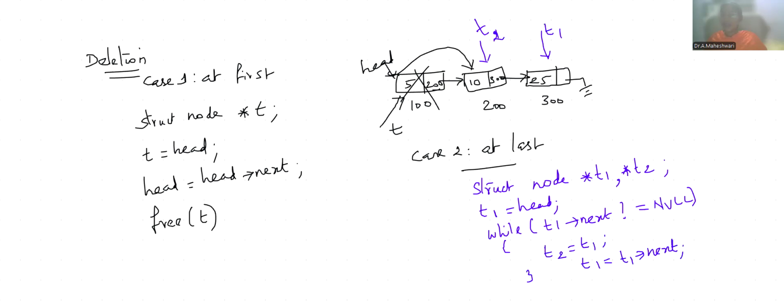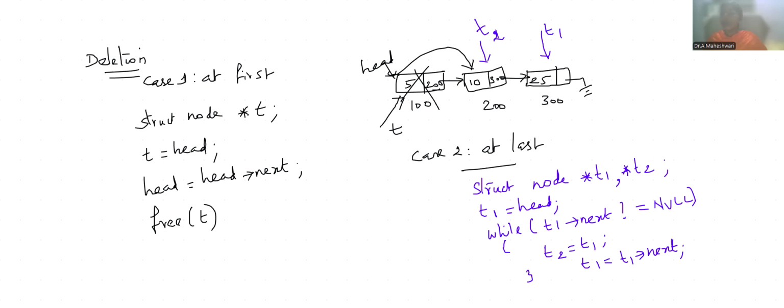Again the loop is executed. T1 of next it will check. What is T1 of next here? Null value. If it is not equal to null, just move the 2 pointers to the next position. But this is equal to null, so it will stop here. Now your T2 is pointed at the previous of last, T1 is pointed at last. Now you can delete this node easily, right?